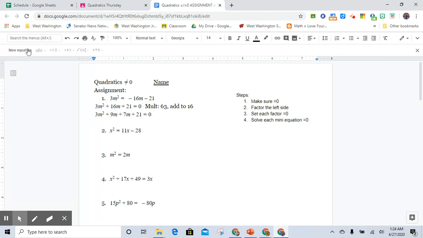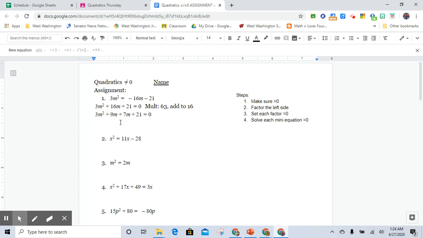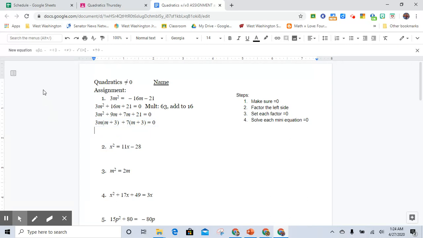Okay. And then the next line, we would group this, and when we group these, we would get 3m, m plus 3 for the GCF in that first one, plus 7, m plus 3, and that equals 0. Again, see it twice, write it once. And we have 3m plus 7 and m plus 3.